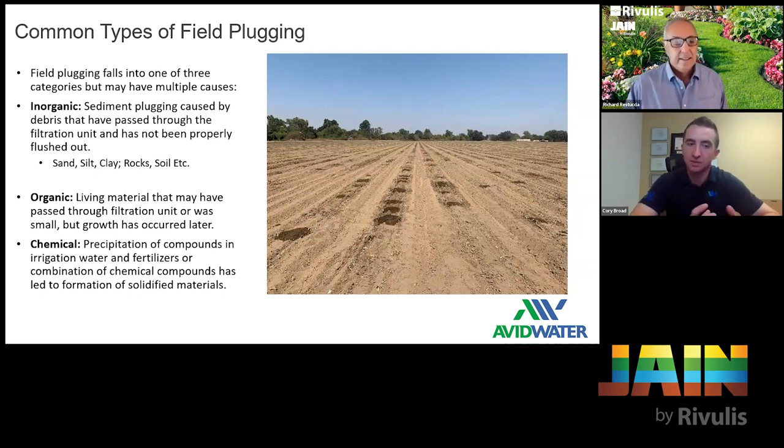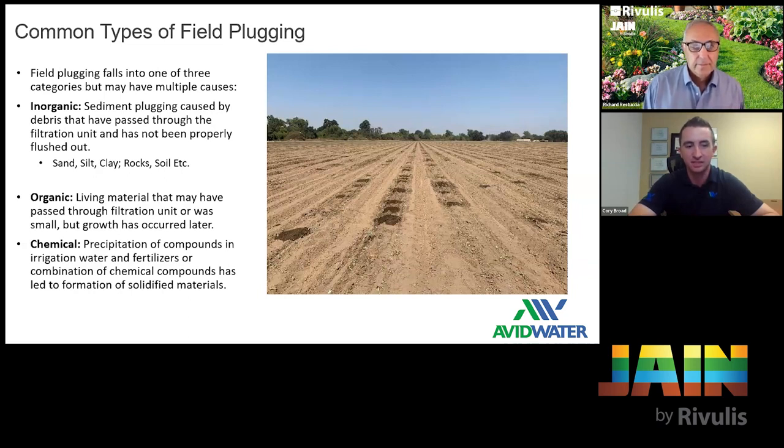Organic is going to be your living material that's passed through the unit. It generally is sometimes even microscopic in nature, but that growth or accumulation has occurred maybe even later. So if you open up an emitter and you see this big nasty thing growing on it, it probably just didn't make its way through the filter. It was probably microbes that formed together and turned into what it is. And then obviously you have chemical plugging, which is the precipitation of compounds. Maybe it's 2 types of fertilizers that didn't agree, or it's a fertilizer and irrigation water that didn't agree.